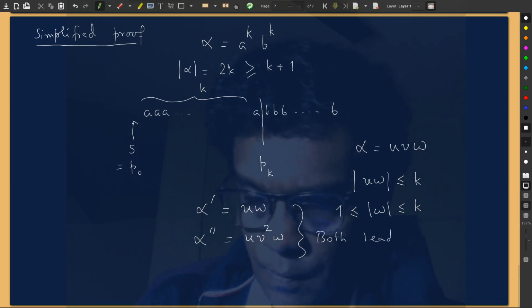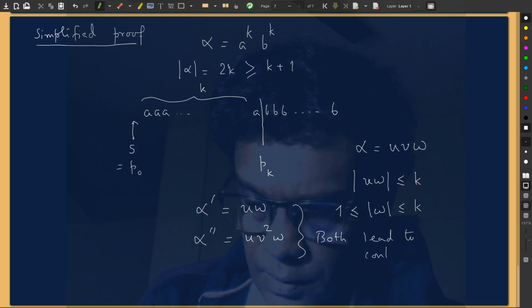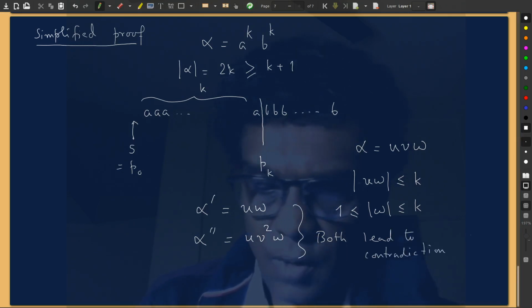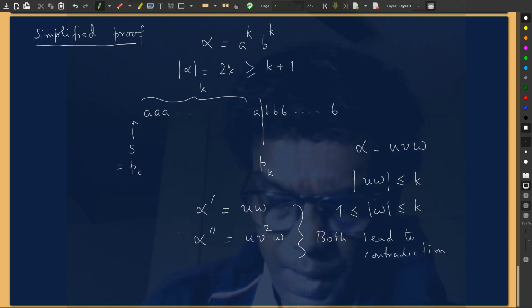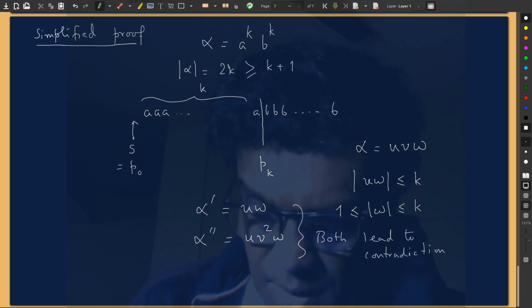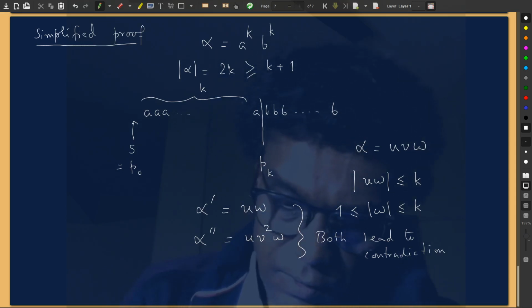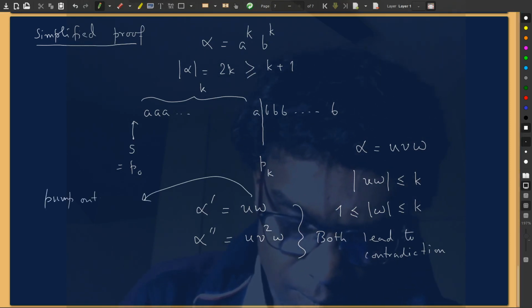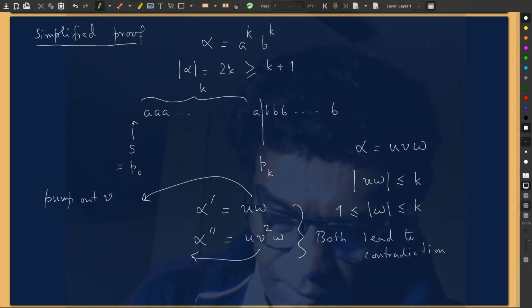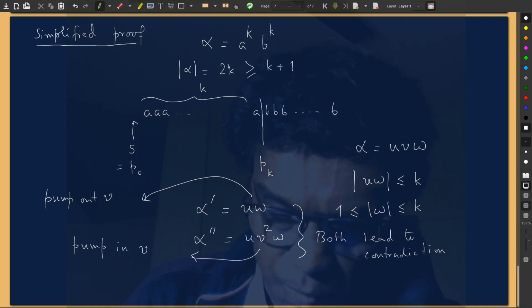So now both lead to contradictions. I do not have to consider any complicated things like case 1, case 2, case 3. So if I choose my alpha more appropriately, the proof becomes much simpler. In particular, you can see that I can pump. This is a case which is called pump out V. This is a case which is called pump in V in the input string alpha.